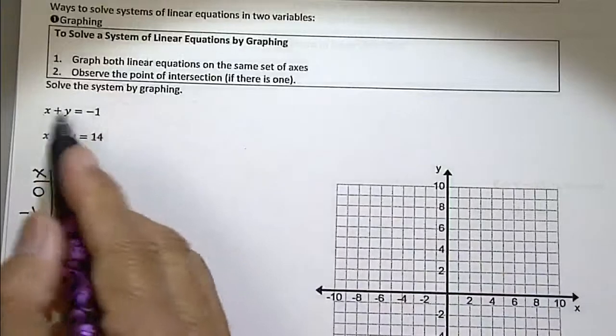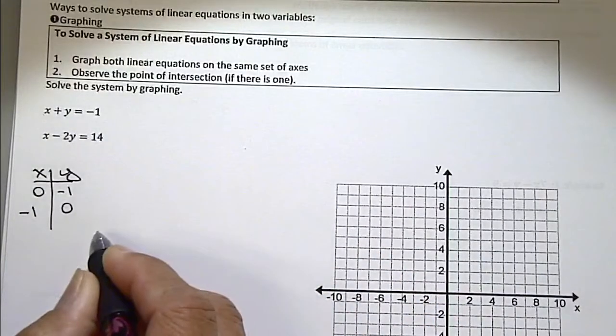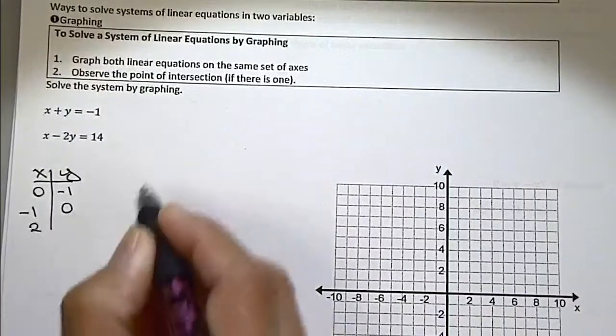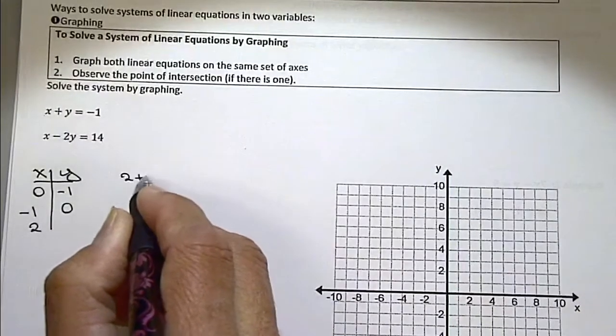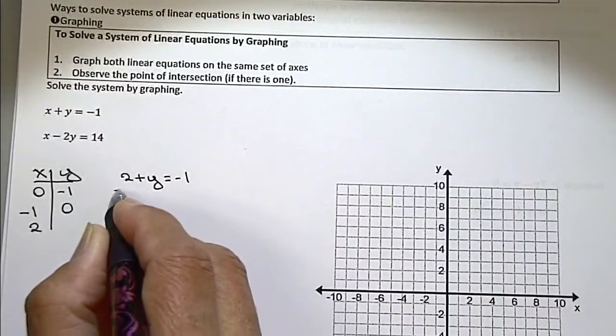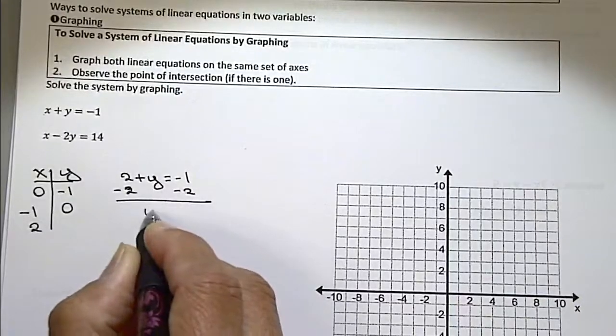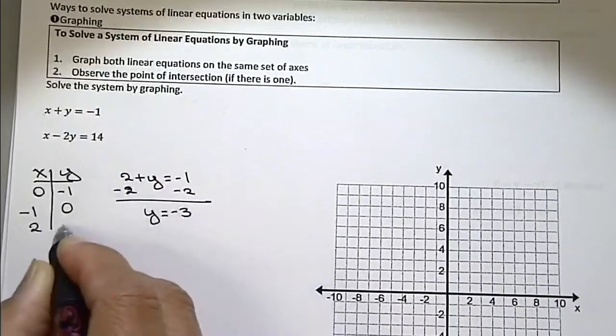So we pick a value for either x or y. So let's say I say x is equal to, pick something. Okay, x is 2. So if I have 2 plus y equals -1, well, then I'm going to subtract 2 from both sides, right? And I'm going to end up with y is equal to -3.